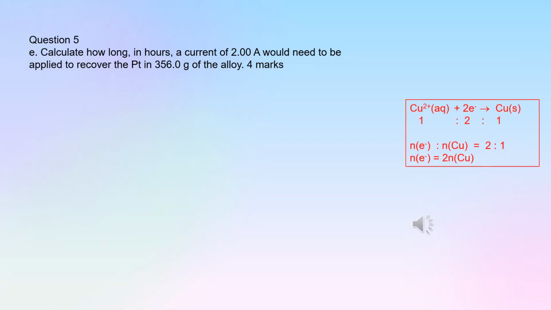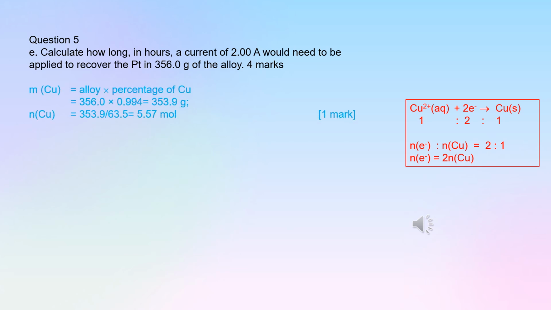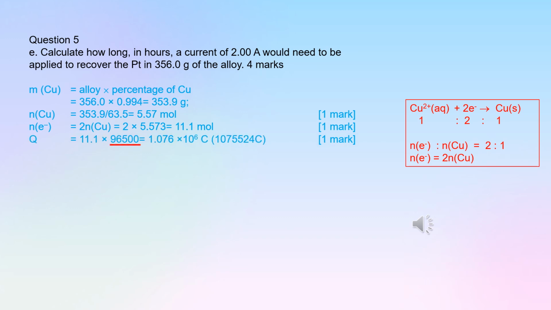Since only copper is electrolysed, we use the amount of Cu to calculate the time by Faraday's law. First, calculate the mass of copper. Second, calculate the mole of copper. Third, calculate the mole of electrons consumed by stoichiometry. 2 mole electrons produce 1 mole of Cu metal, so the mole of electrons is 2 times the mole of Cu. Fourth, calculate the charge by Faraday's law. Please note the significant figure of the Faraday constant is 3, not 5. The last 2 zeros are not significant figures. Finally, calculate the time and convert the seconds to hours.